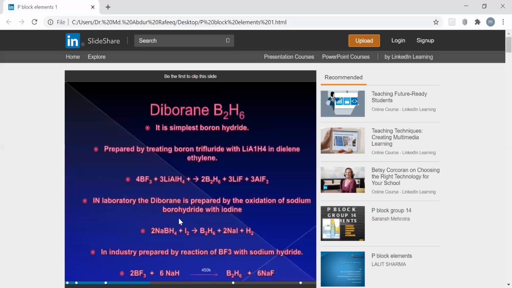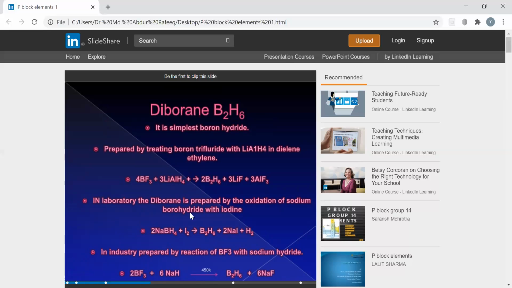Diborane is the simplest stable boron hydride, prepared by treating boron trifluoride with lithium aluminum hydride. It is reducing boron trifluoride. Lithium aluminum hydride is a reducing agent. When you reduce boron trifluoride, we get diborane.